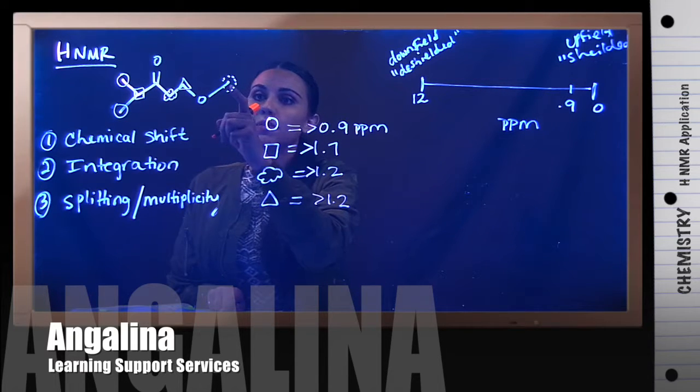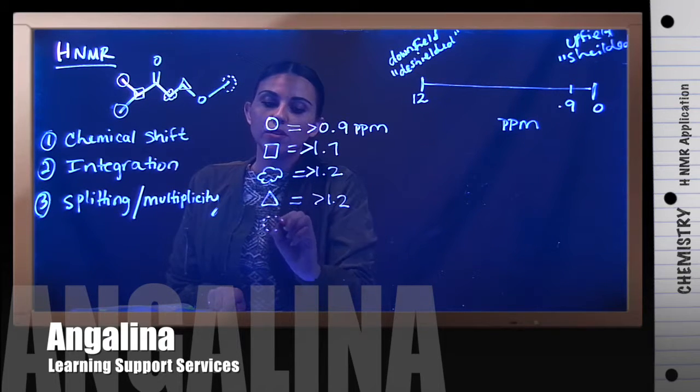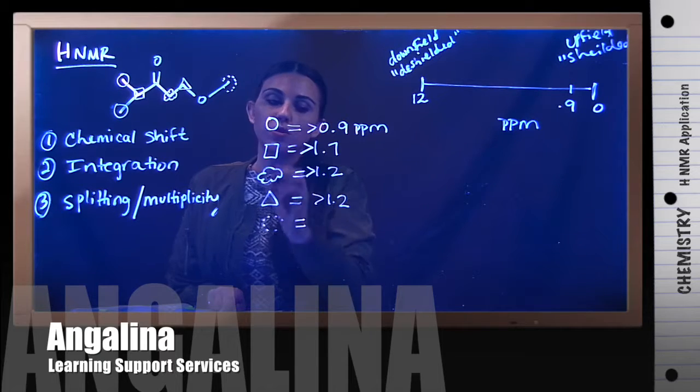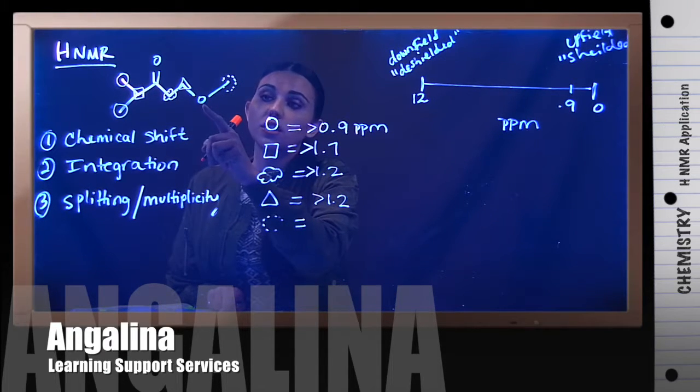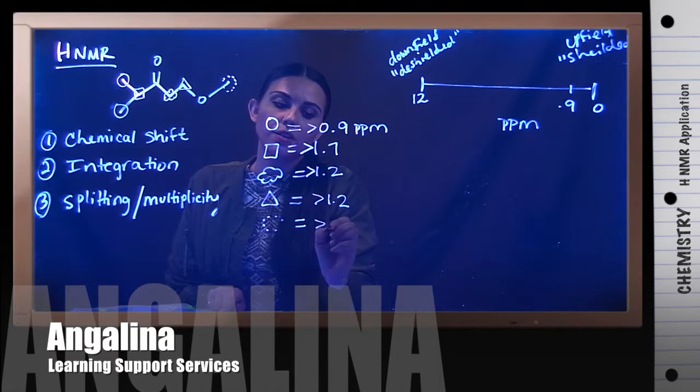And then the last one is a methyl again. So this methyl should also be around 0.9. This methyl is right next to an oxygen. Oxygen is electronegative, so it's still going to have that deshielding effect, so it's going to be a little bit greater than that 0.9.